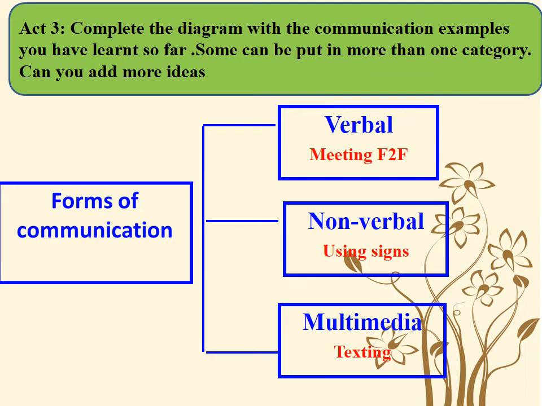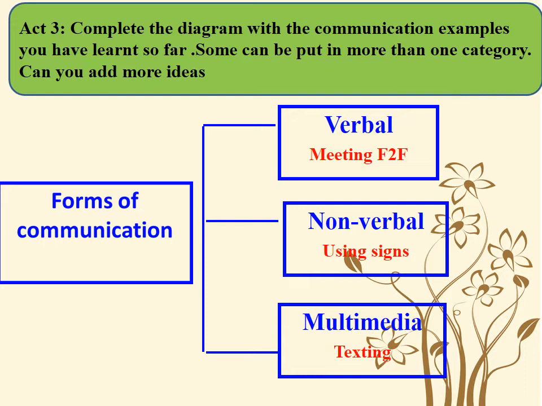Complete the diagram with the communication examples you have learned so far. Some can be put in more than one category. Category là loại nha các em. Can you add more ideas? Okay. Diagram là cái biểu đồ này. Hãy hoàn thành cái biểu đồ with the communication example.